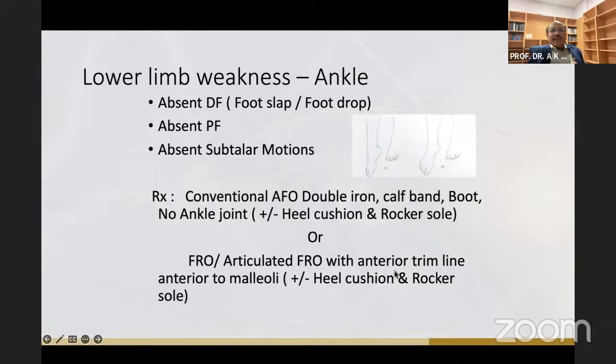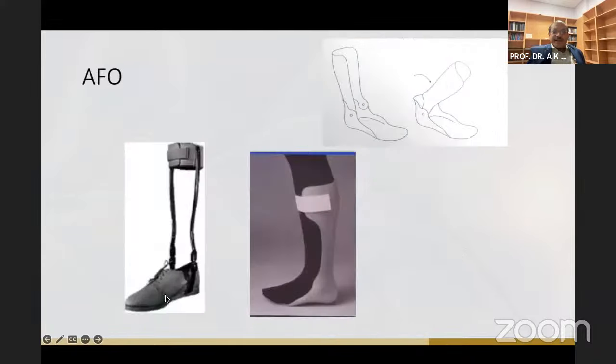But the anterior trim line should be anterior or posterior to the malleoli, depending on the subtalar motion. If the subtalar motions are absent, then we can give it anterior to the malleoli. If the subtalar motions are normal, then we can give the anterior trim line posterior to the malleoli. Again, the heel cushion and rocker sole can be added. So this is the ankle foot orthosis, the classical double iron, cup band. Now we can easily tell how to give the nomenclature, what the parts of the orthosis are, its utility, its indications, and its limitations.